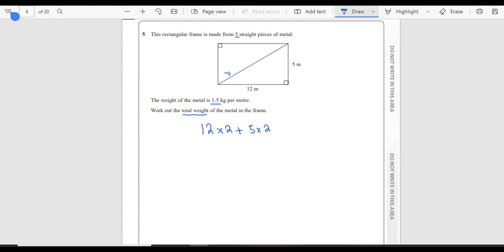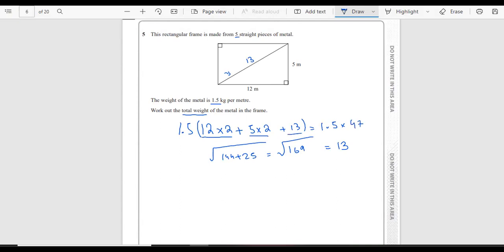How do we find this? We find this by Pythagoras theorem. 5 squared plus 12 squared equals that line. So it'd be 144 plus 25, which is 169. Very good. Square root is 13. Let's just find this sum and then we can multiply by 1.5 directly. 12 into 2 is 24, plus 10 would be 34, plus 13 would be 47.